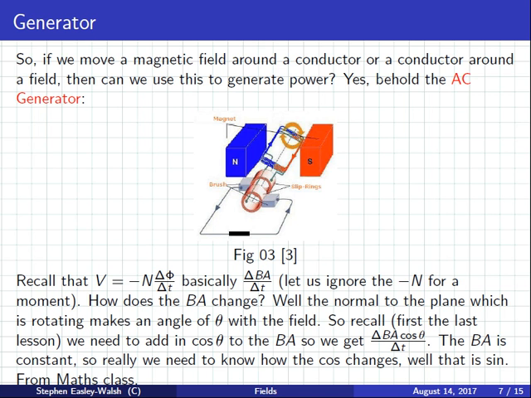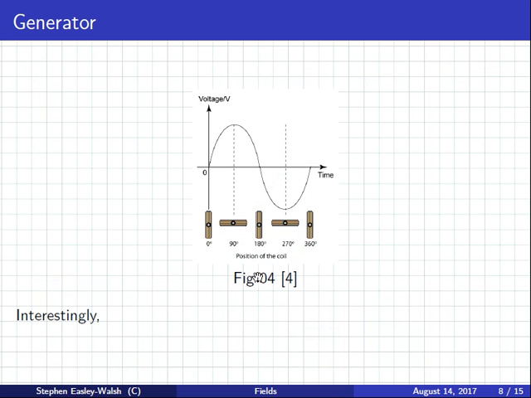Is it okay to continue? No, I'm just trying to explain why the graph is the shape it is. Interestingly, the voltage increases and decreases and changes direction. That's what happens here.